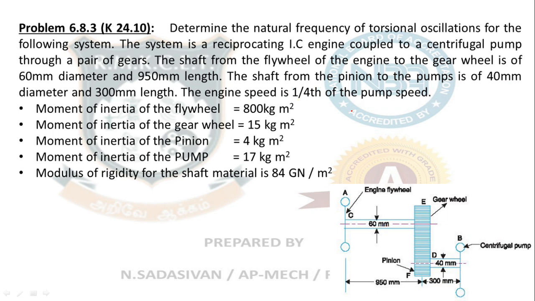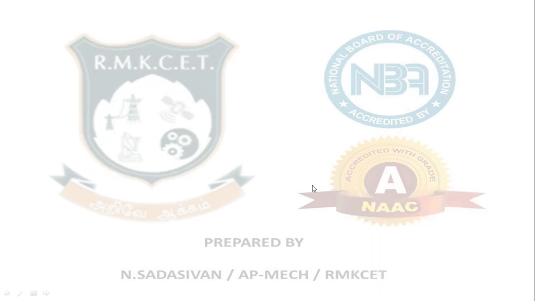So these are the data given to you. Moment of inertia of the flywheel is 800. Moment of inertia of the gear, usually the gear we neglect, but here it is also given to you, 15. Pinion wheel is given as 4. The moment of inertia of the pump disc at the end, B is your pump, is 17. Modulus of rigidity C is given as 84. So list down the given data.